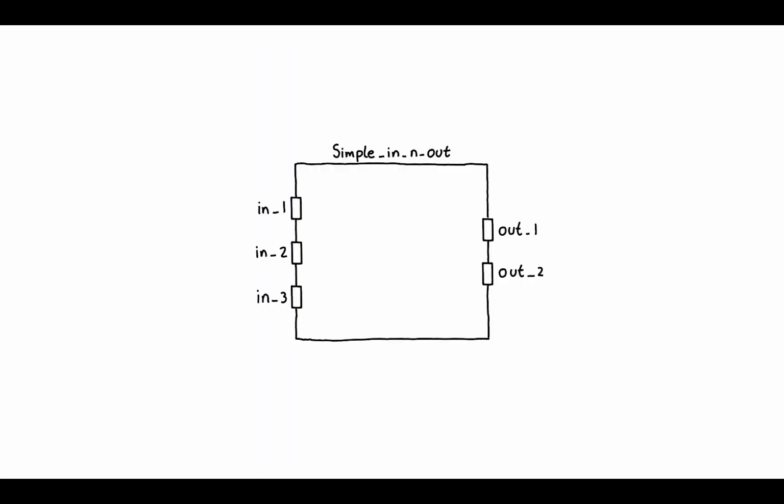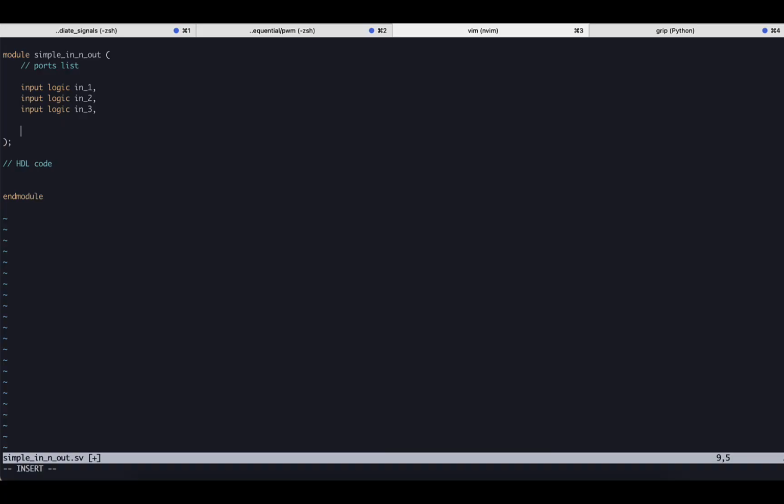Along with the input signals, we probably want some sort of output signal for our module. Let's have 2 outputs, out_1 and out_2. In a similar way to our input ports, we can define the output ports. However, this time we change the direction of the port to be an output, not an input. Great, we now have a shell for our module with some ports defined.